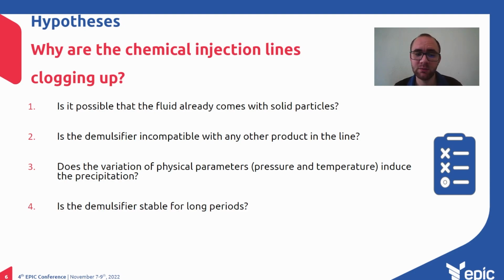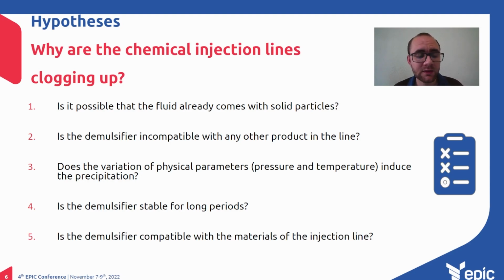Another hypothesis is whether the demulsifier is stable for long periods of time. We need to know for how long the demulsifier maintains its properties, and whether there is any difference along the time. The last hypothesis is: is the demulsifier compatible with the materials of the injection line? In the injection line, we have some materials, for example, what the umbilical is made of, and the elastomer that seals some parts. So we need to know if they are compatible with the demulsifier.